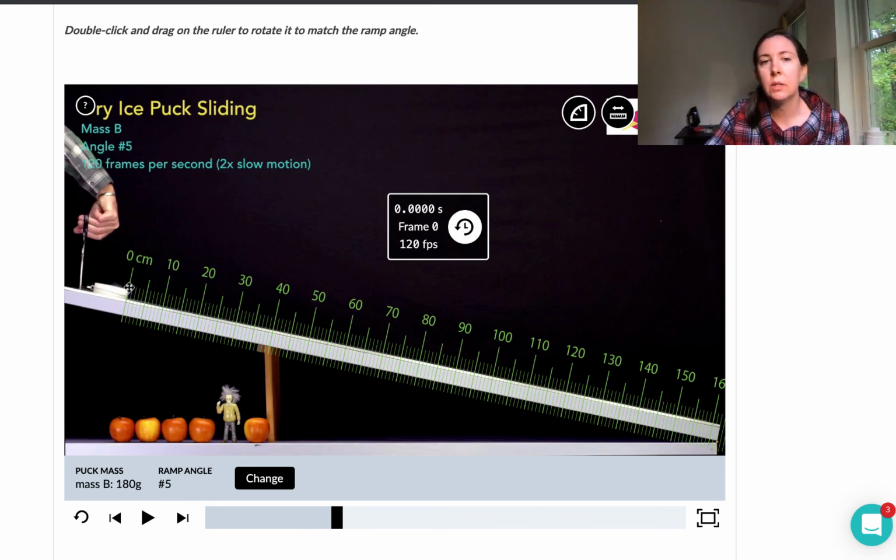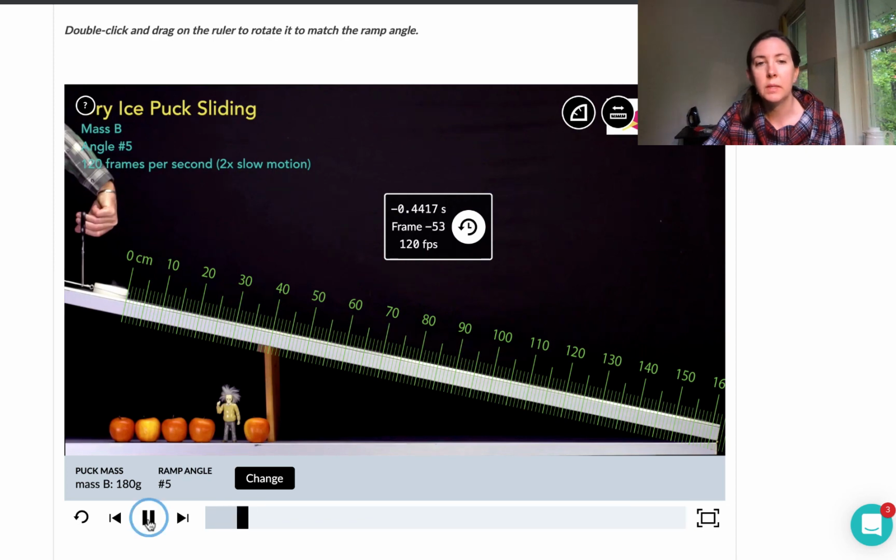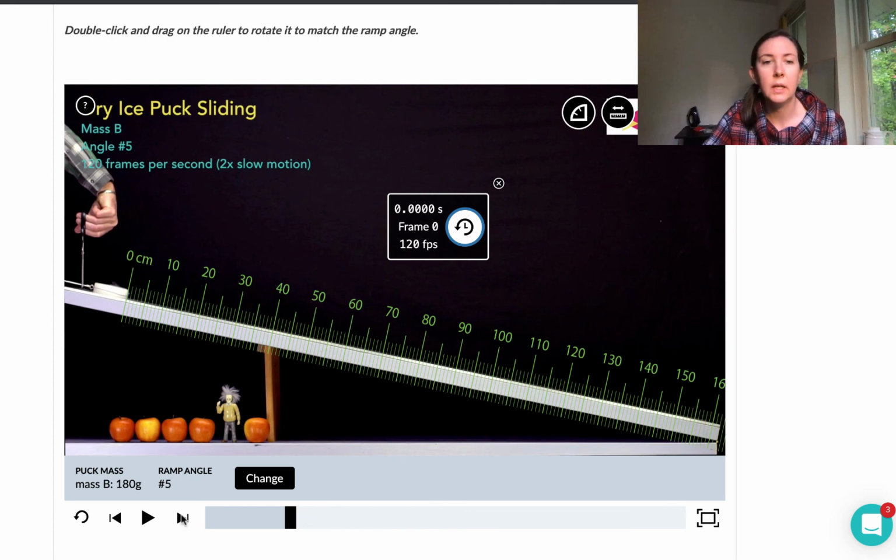The biggest thing that you needed to make sure that you did was line up the ruler right at the dry ice puck, and then reset the clock. If my clock is back here, my clock is negative. Then I start my time, and you can just reset your clock by hitting that button. The clock needs to be set to 0 at the time that this puck first begins to move. So I decided right there is where the string is cut, so I'm going to 0 it. Okay.